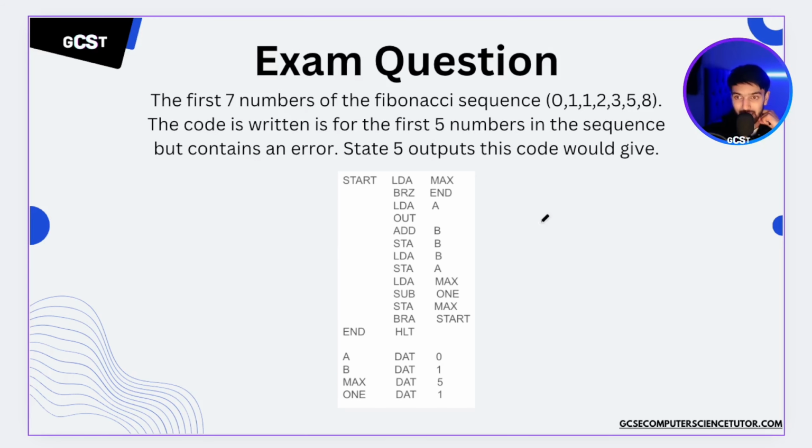So this is the next question. The first 7 numbers of a Fibonacci sequence are these. The code is written for the first 5, but it contains an error. So state the first 5 outputs that this code would give. First things first, make sure you pause the video and have a go.